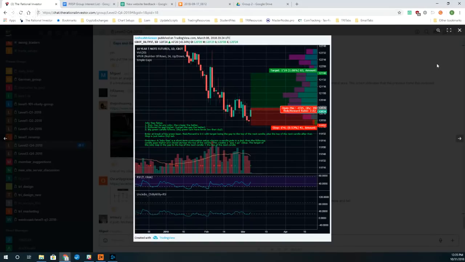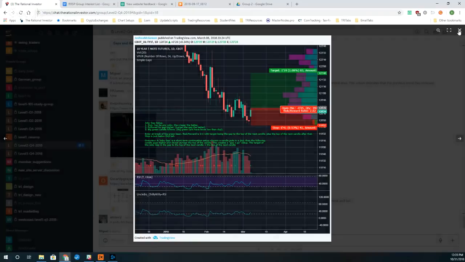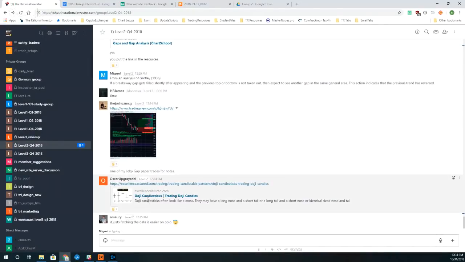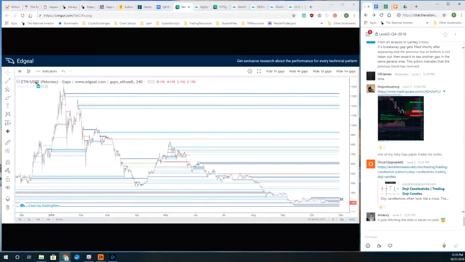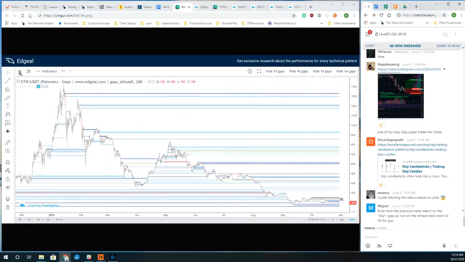Okay, good. I'm not going to say this is easy. It's not easy. It's just fetching the data. It's easier on Polo. Well, Polo or not, what I'm most concerned with here is the USDT proxy. That's probably what's causing the gaps. And also Polo, it's been kind of on the outs lately. And you're also looking at a 4-hour chart, so be careful there as well.